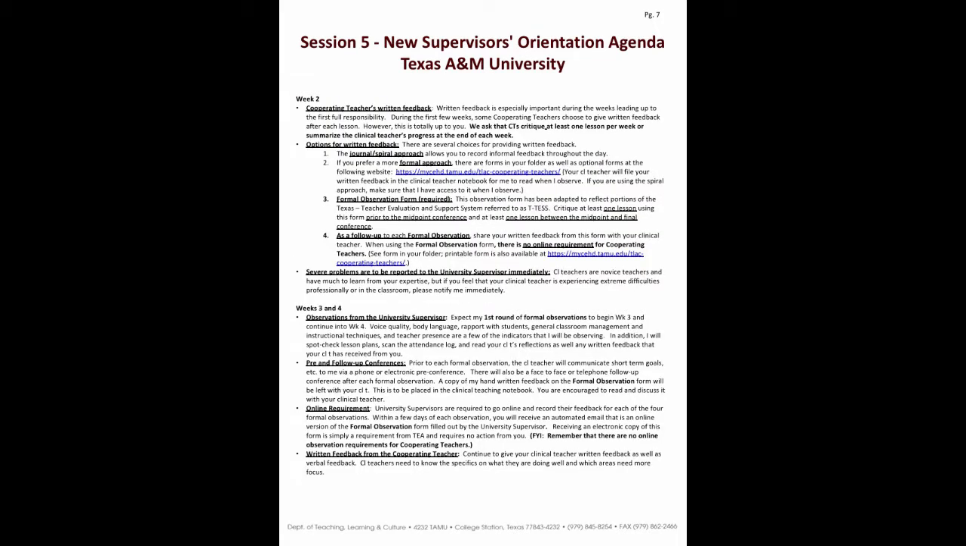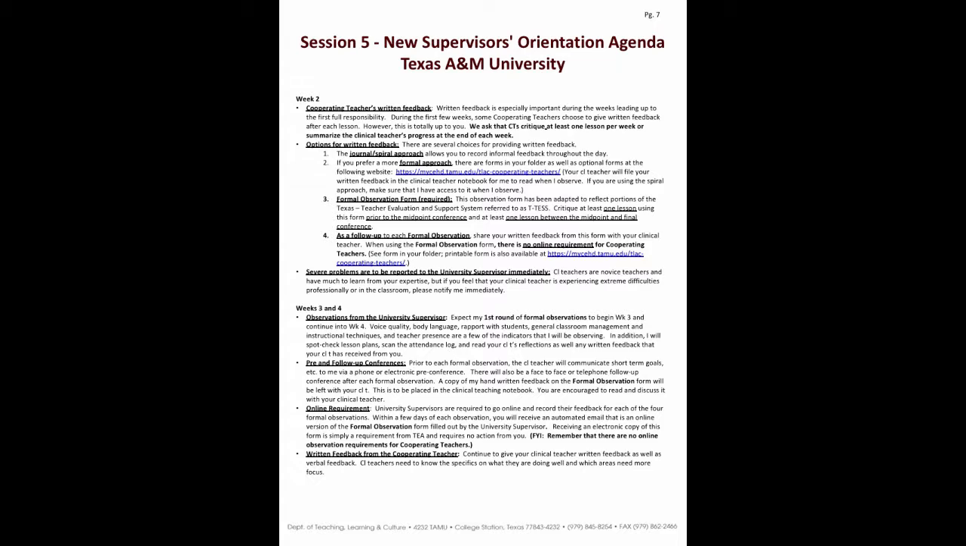Now, week 2, note the options for written feedback. There are 4 numbered items under this bullet. Be specific with the options when you compose your handout for cooperating teachers. Note the reminder that says severe problems are to be reported to the university supervisor immediately.